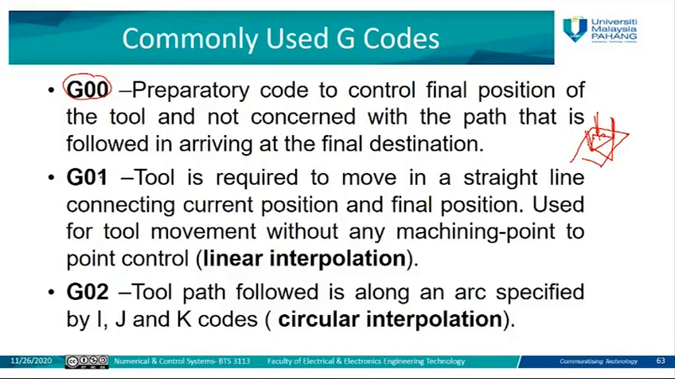But when we say G01, I'm asking the spindle to move in a specific path from the start point until the destination point. This path will be linear interpolation. That means it will be linear, no circulation. It doesn't go through an arc, either clockwise or counterclockwise. It goes directly from the point using the linear path to the specific point.